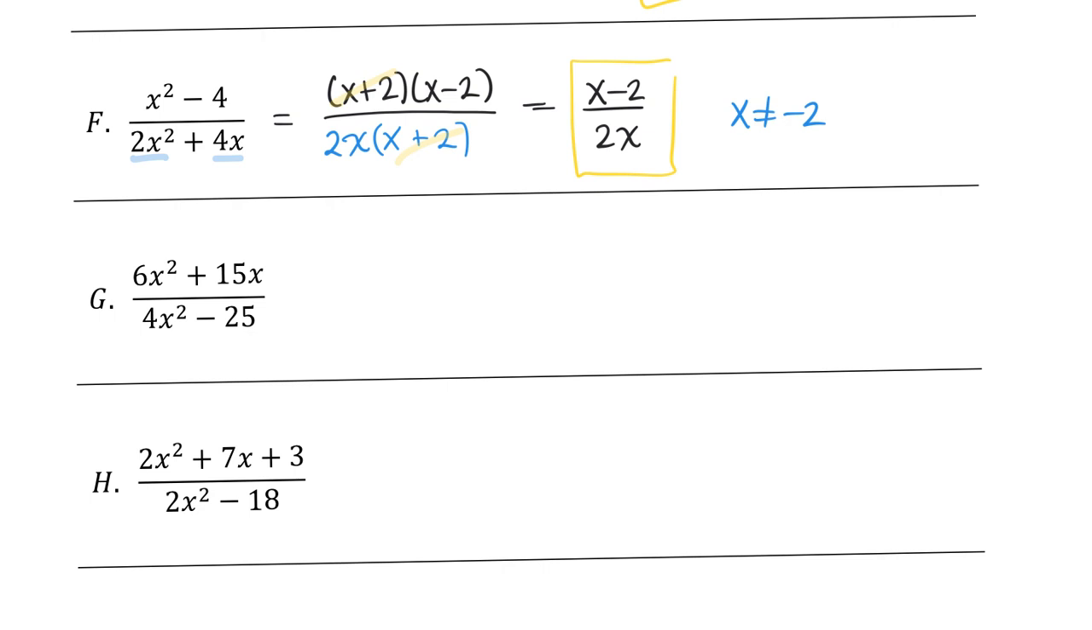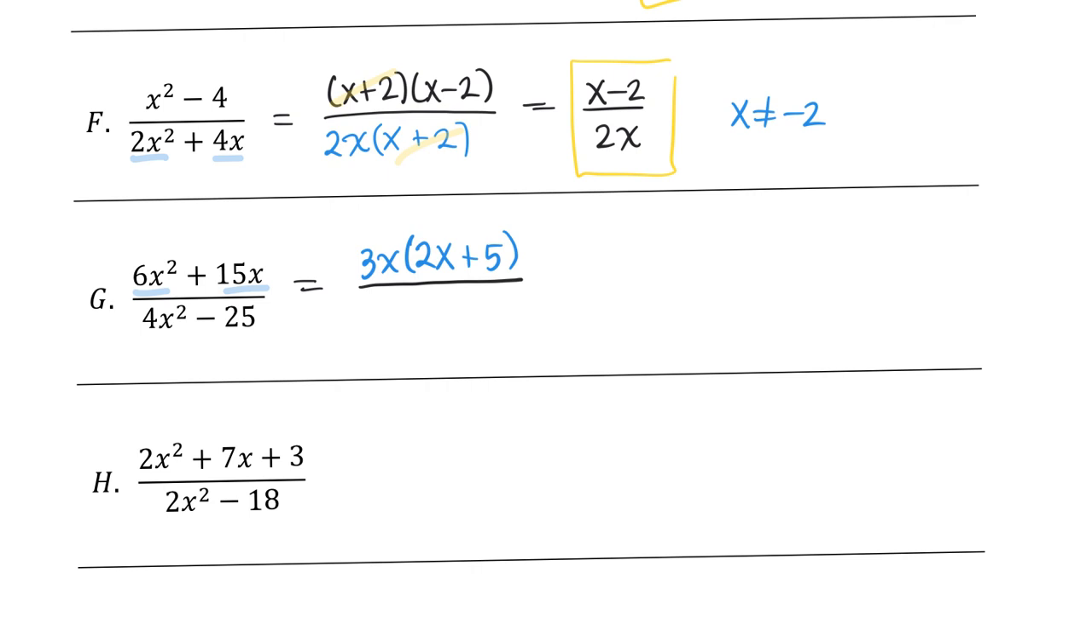Okay, two more. What do we got? 6x squared and 15x. They both have x's, so for sure I can take out an x. Can I take out anything besides an x? 6 and 15 both divide by 3. I'm going to take out 3x. 3x times 2x is 6x squared. 3x times 5 is 15.